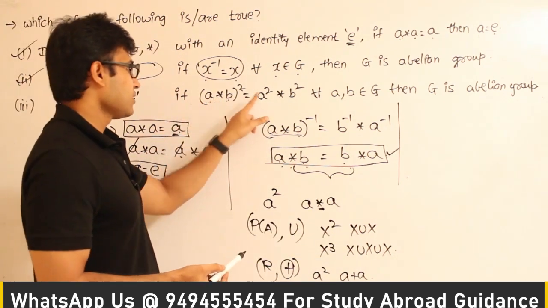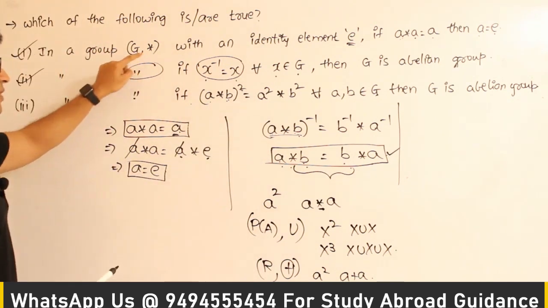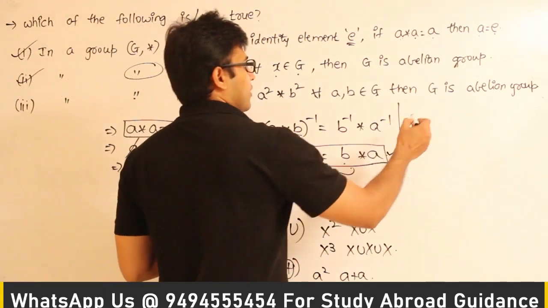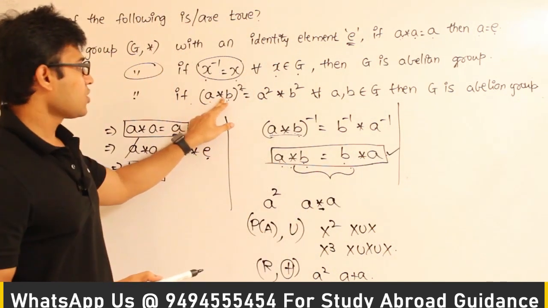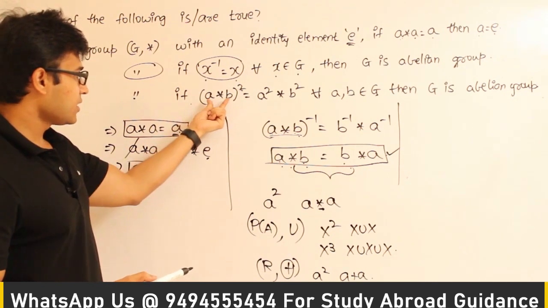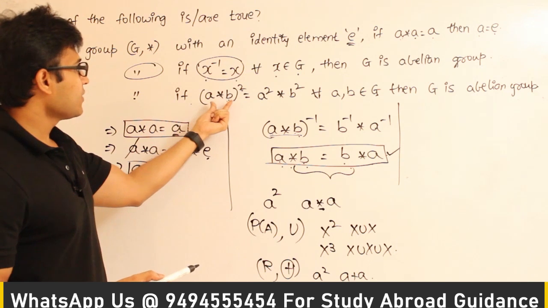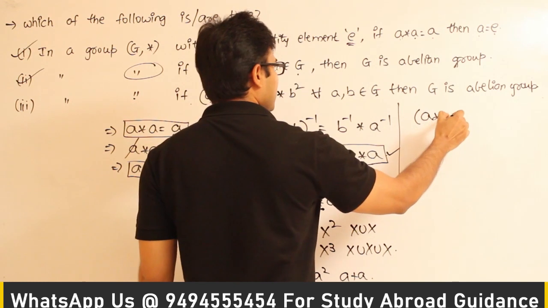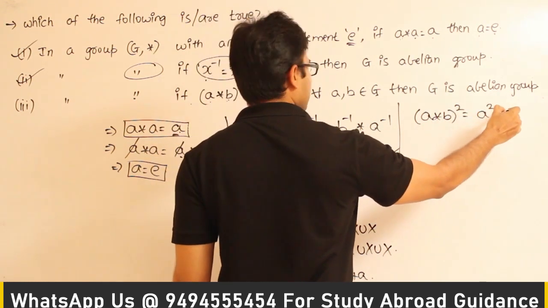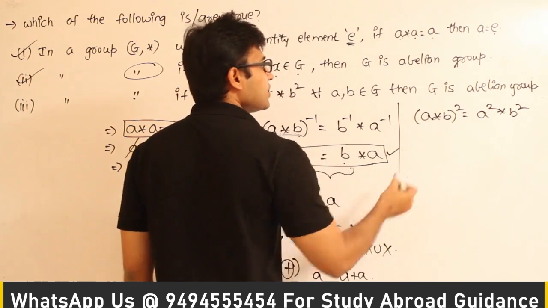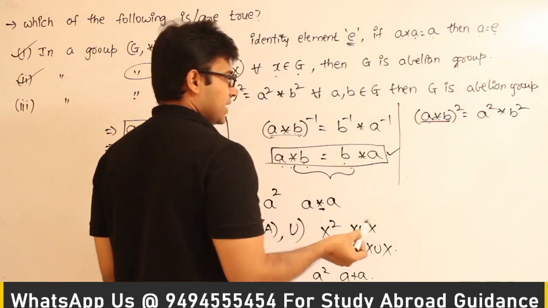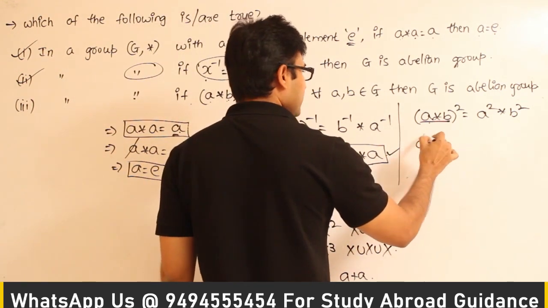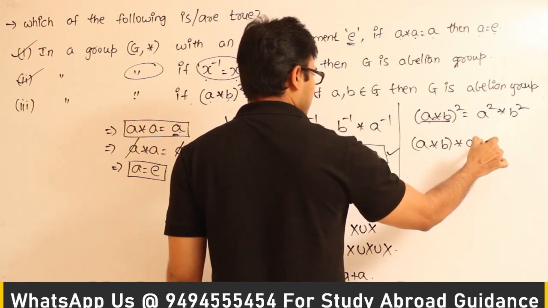So here let's say the operation is star, that is what is given, (G, star). We don't know what star is, it need not be multiplication. Now what about a star a whole square? It means that you have to take the element a star a and apply the operation star between it. So I'm just writing it here: (a star b) whole square equal to a square star b square. What does it mean? You have to take the same element 2 times and in between them apply star. So it is nothing but a star b star a star b.